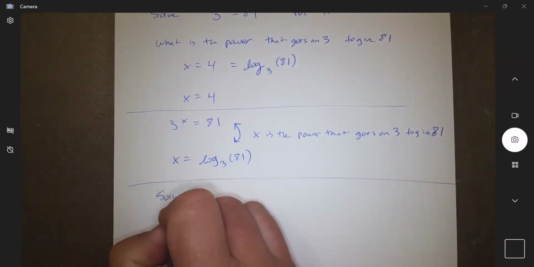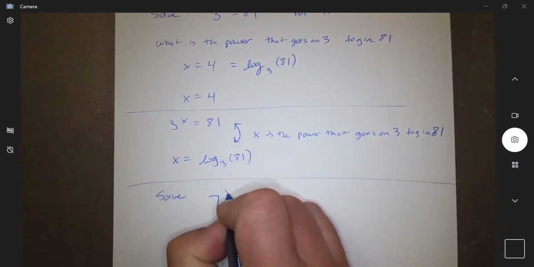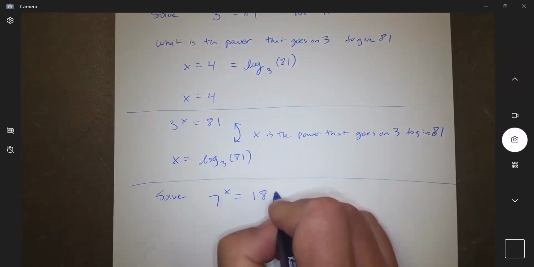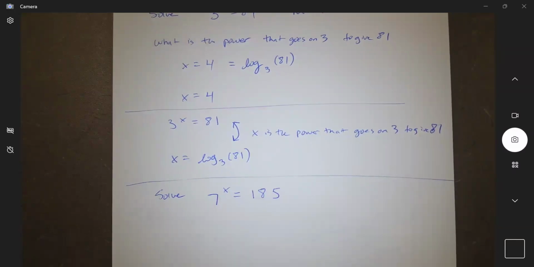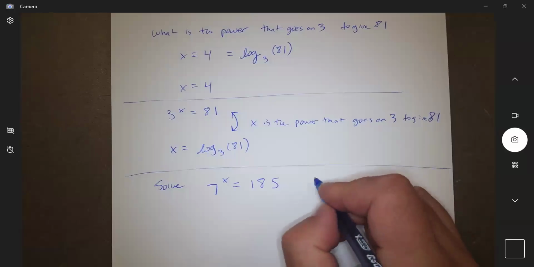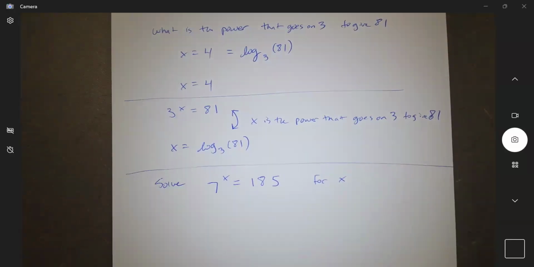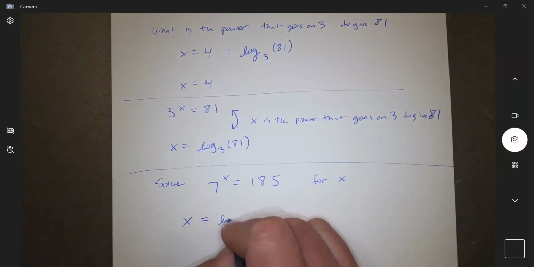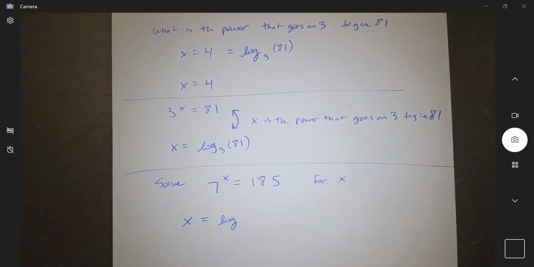Let's solve 7 to the x equals 185 for x. So what am I looking for here? I'm looking for a power. X is the power, and what is that power going on 7 to give 185? I have no idea what that number is.